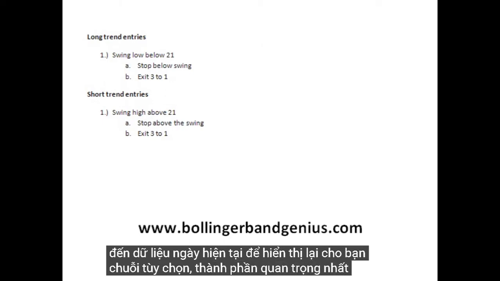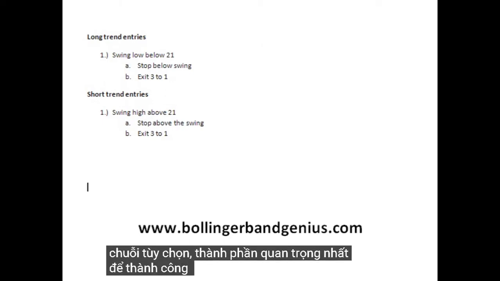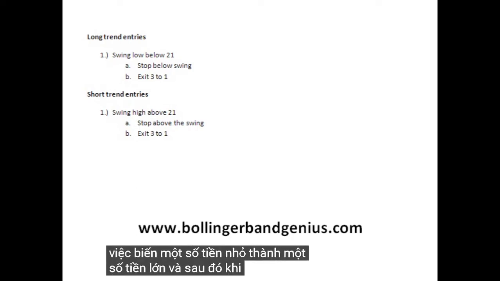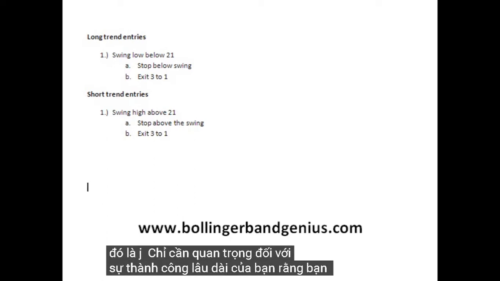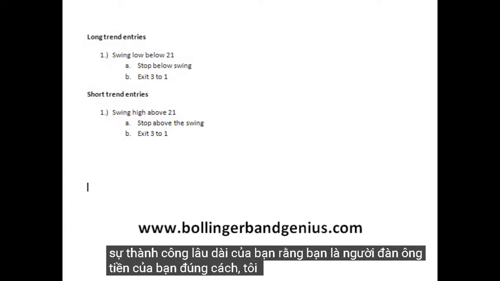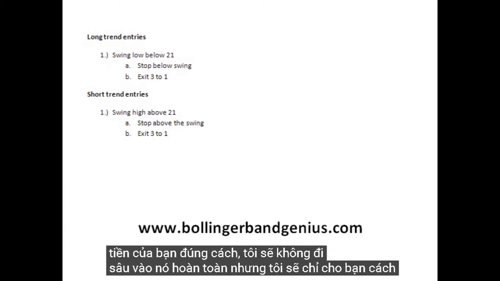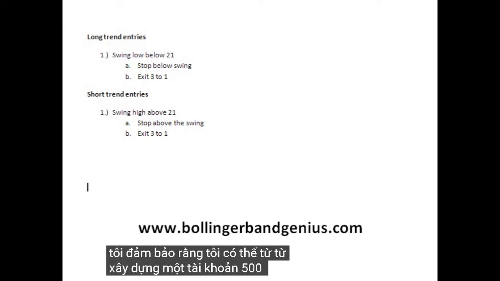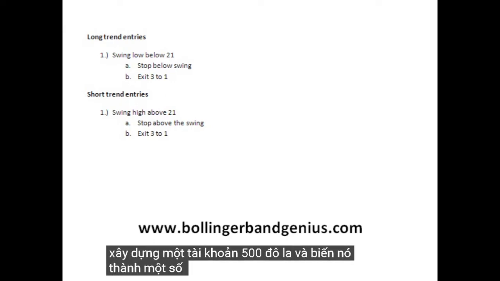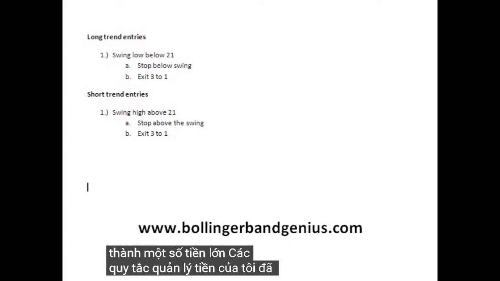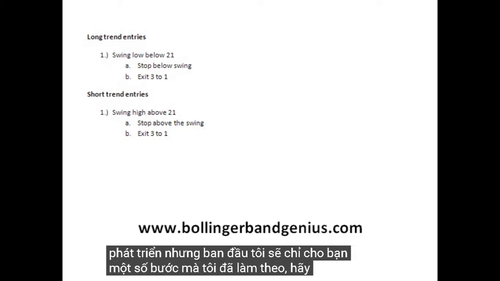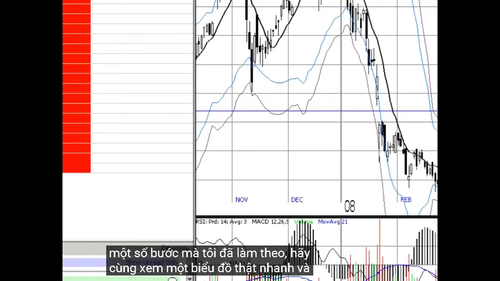Again, the most critical component of being successful with turning a small amount of money into a large amount of money, and then when you've got a large amount of money, it's just as critical for your long-term success, is that you manage your money properly. I'm not going to go into it completely, but I'll show you how I made sure that I was able to slowly build a $500 account and turn it into a large amount of money. My money management rules changed as the account grew, but initially I'm going to show you some of the steps that I followed. Let's go take a look at a chart real quick.